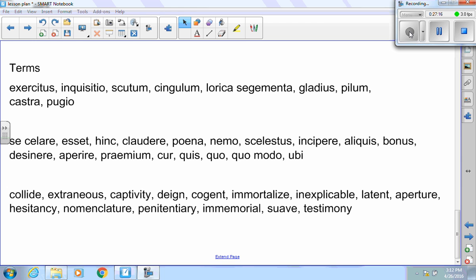Immemorial is reaching beyond the limits. Here we go. Immemorial. That's how you say that word. And that's something that goes beyond time and tradition. Suave is smoothly gracious, and testimony is something that we give in court. It's usually given under oath of some kind. It's a promise. That's it for your review. Good luck.